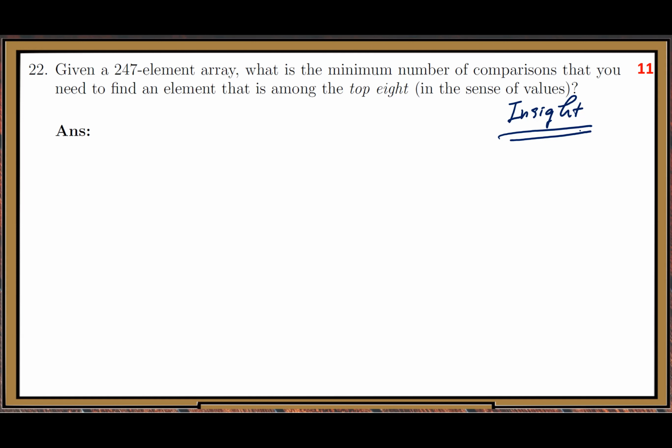But in the hint, we connect to another important or related problem. So we connect to this question, finding the minimum. That question.